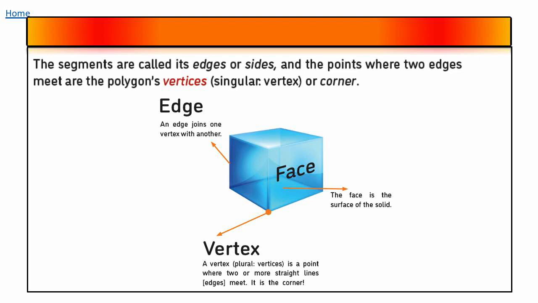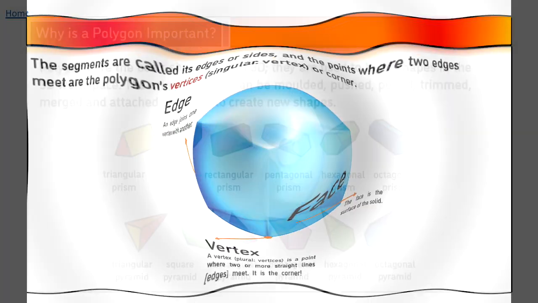The edge is most of the time the side of an object, whereas the vertex is where you have two lines meeting at a center point to link them together. And then the simple one, which is the face. The face is just the surface of the solid, mainly the front of the object.